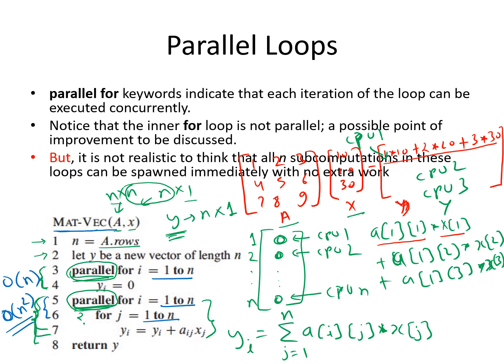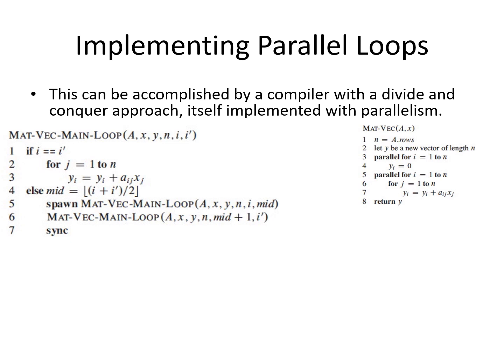So that is what we are going to look at next. On the right over here, this is our code of matrix vector multiplication from the previous slide, and on the left over here, this is the code that a compiler may use for replicating this parallel matrix vector subroutine on n number of different processors in parallel.